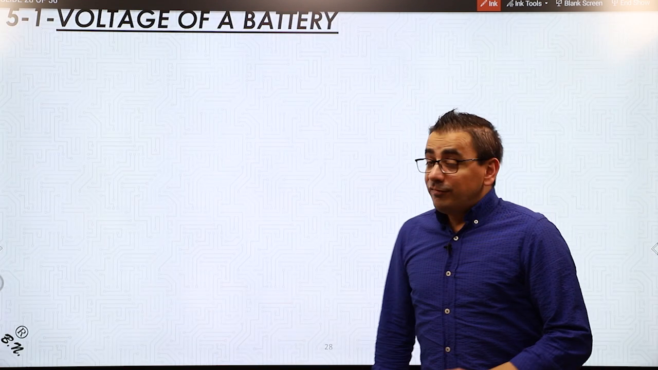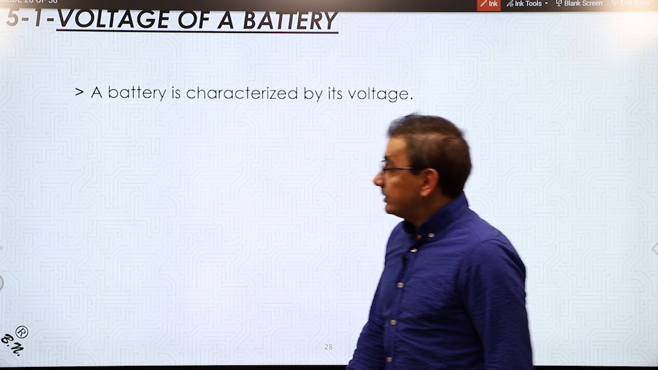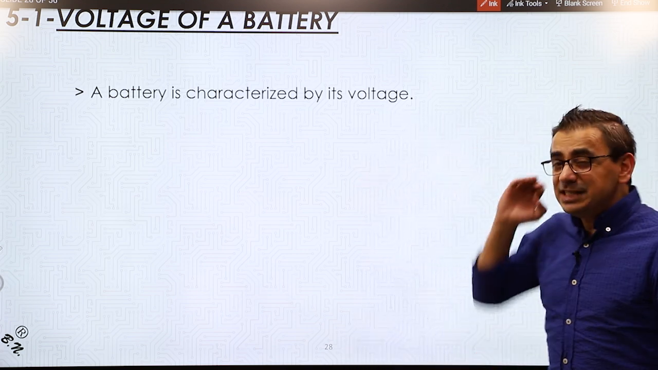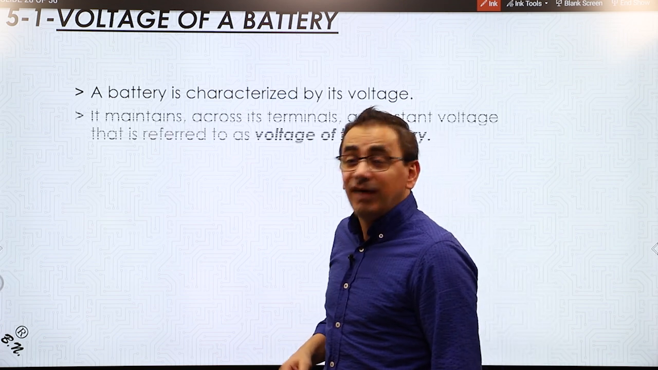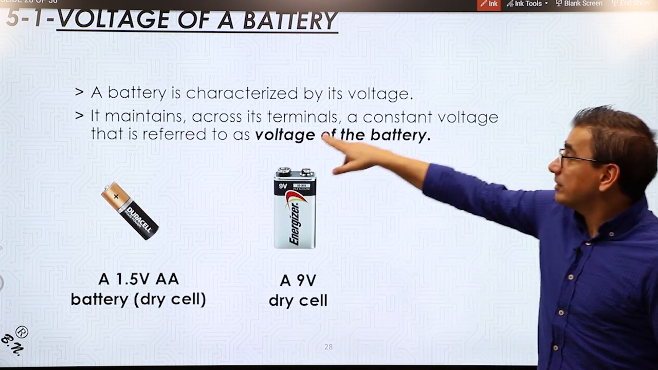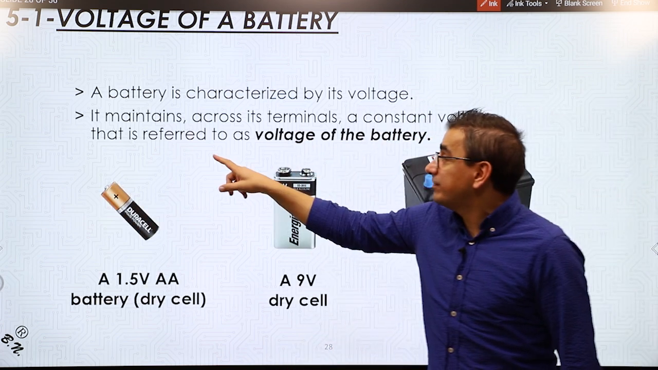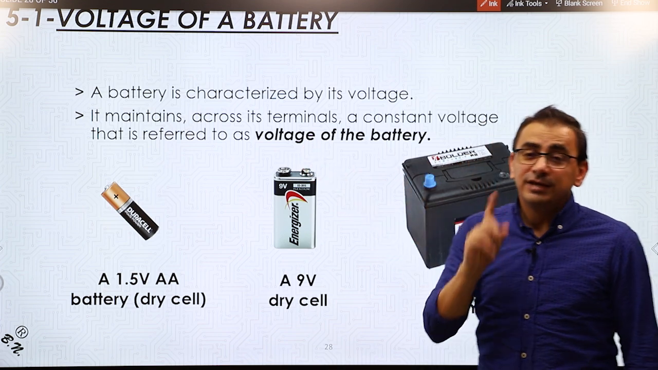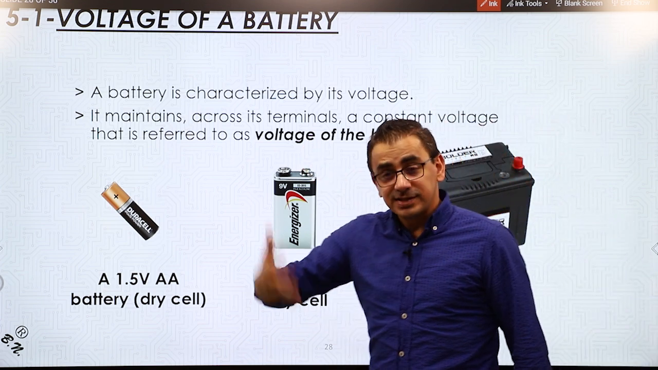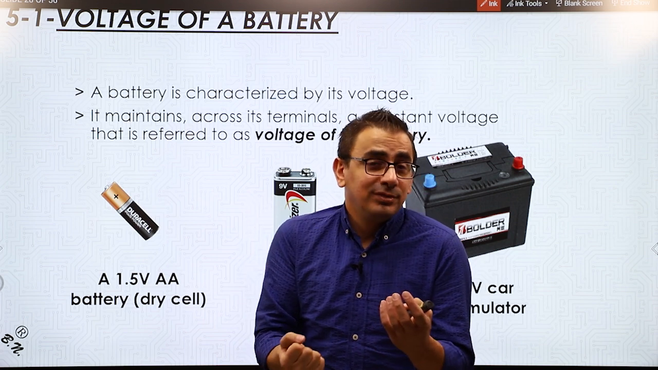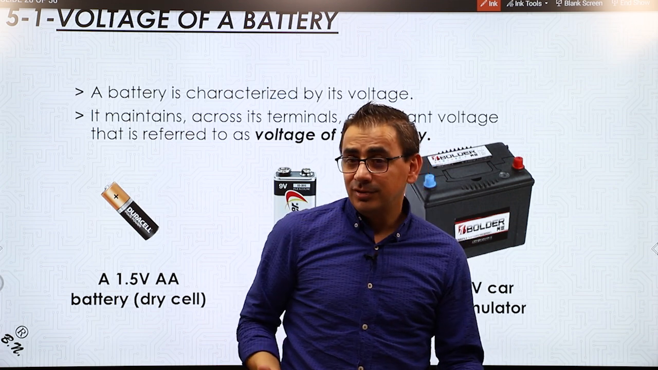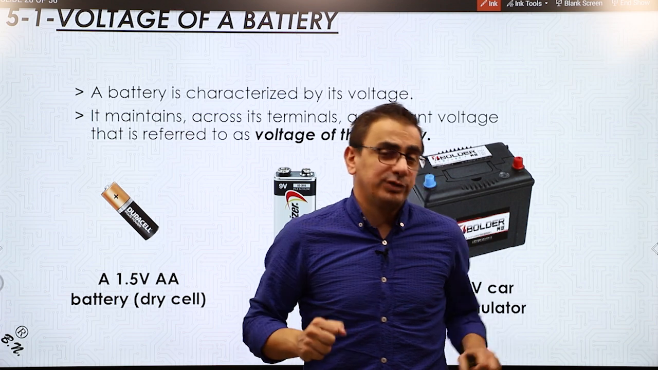Okay. Voltage of a battery, which is very important here. A battery is characterized by its voltage. We assume that the voltage of the battery is fixed. It has one value. It maintains across its terminals a constant voltage that is referred to as the voltage of the battery. Now, when we buy a battery, after some time, this battery is gonna dry up. When a battery dries up, it has no more voltage, between quotations.